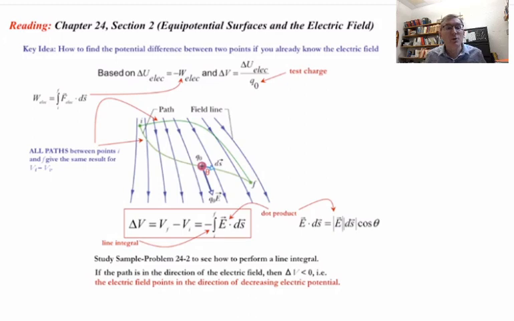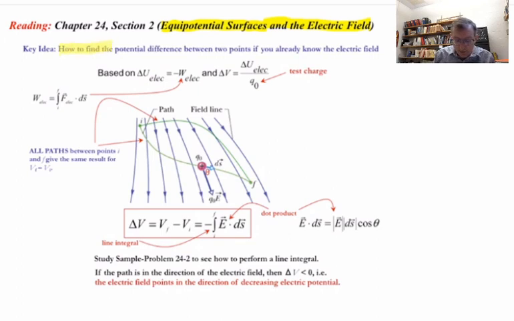This is video lecture 24.2, and the first section we're going to discuss is section 2 in chapter 24, in which we're going to talk about what are called equipotential surfaces and their relationship to the electric field, which is also what we've been talking about in lab most recently. So here's the key idea, kind of like a question.